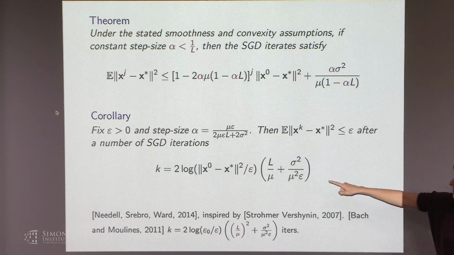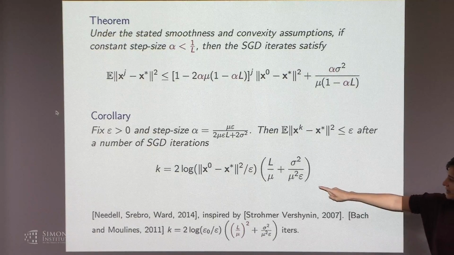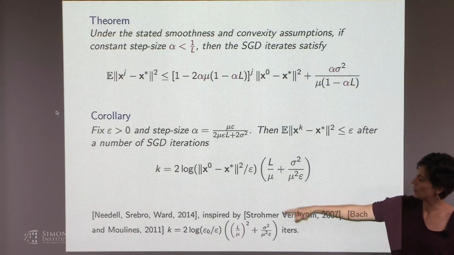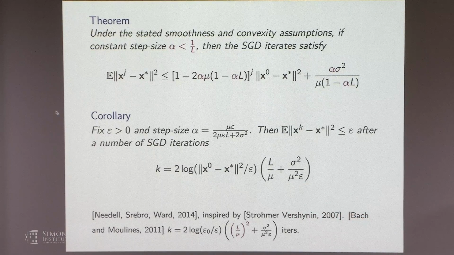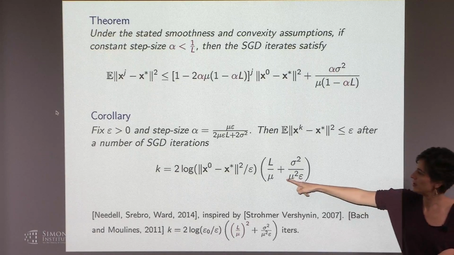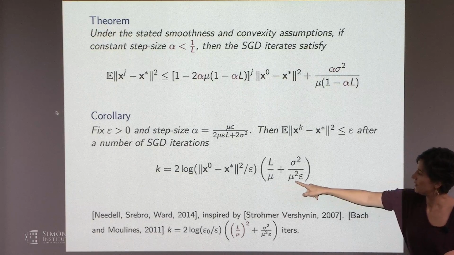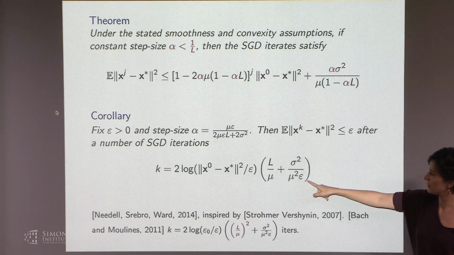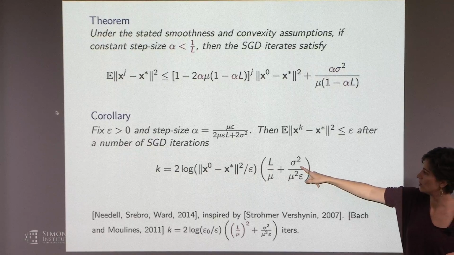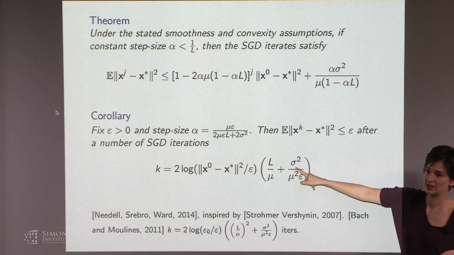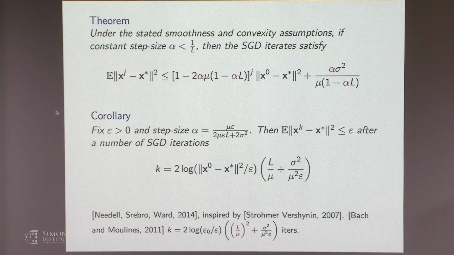And so again, this number k of iterations depends on two things. The condition number: if our optimization problem is well conditioned, this is close to 1, that's great, as long as it's bigger than the second term, which depends on how noisy our system is, on this consistency parameter.